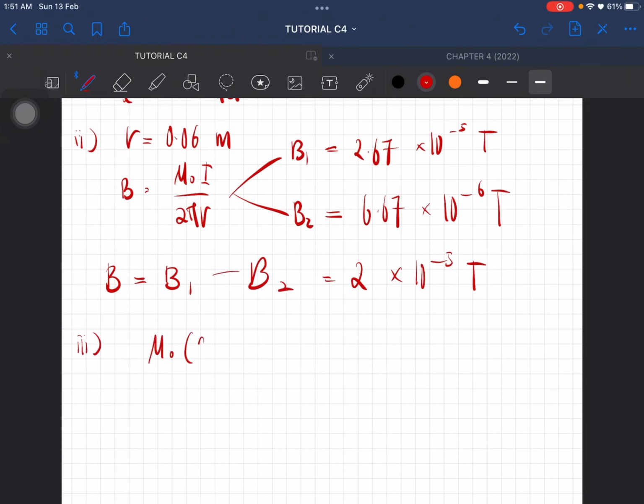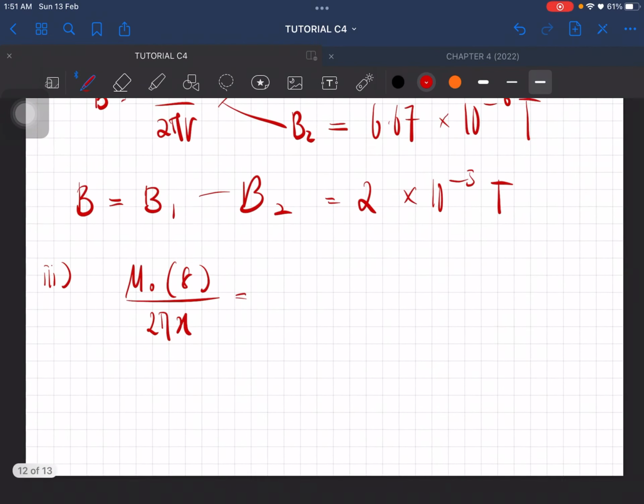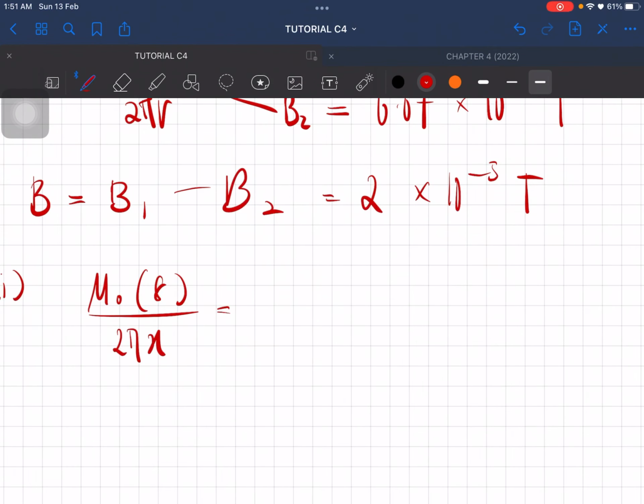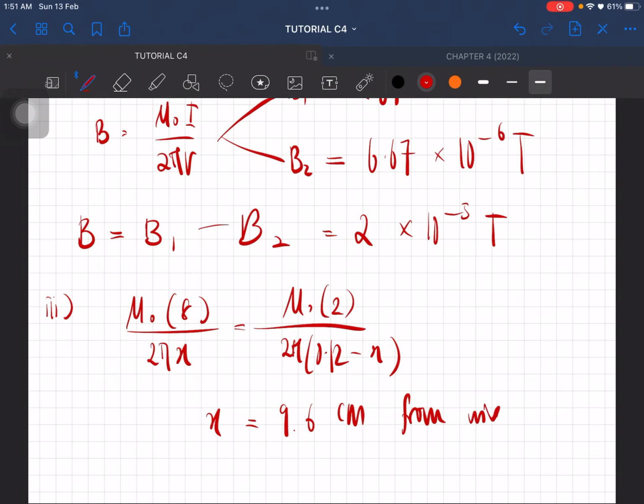So mu naught 8 over 2 pi x. x is the distance from wire 1, which is from here, we label it as x. We want to find where the resultant magnetic field there is equal to 0. So mu naught, this is 2 ampere, over 2 pi times 0.12 minus the value of x. So from here you should get x to be equal to 9.6 centimeter from wire 1.